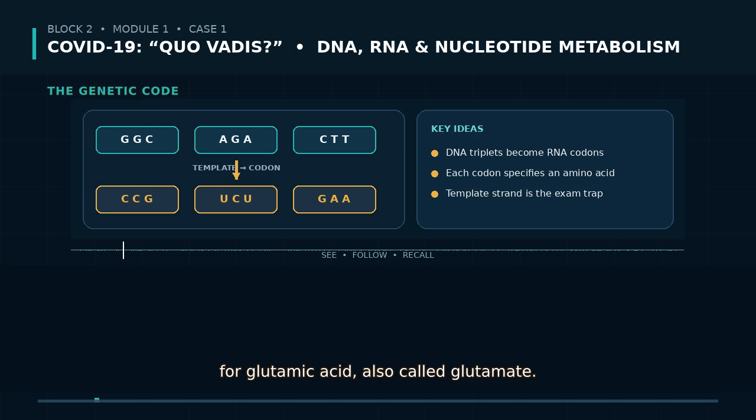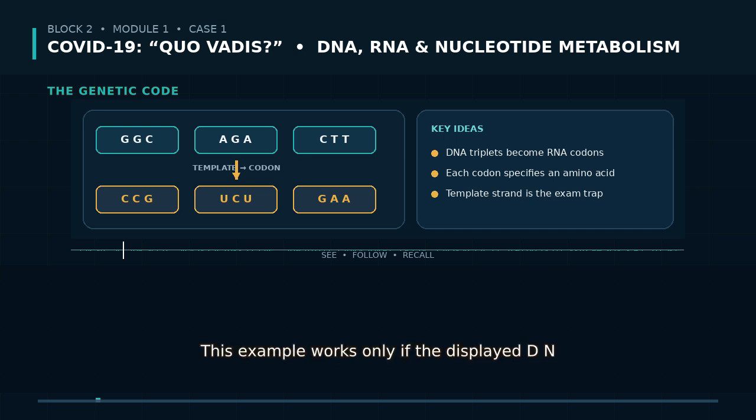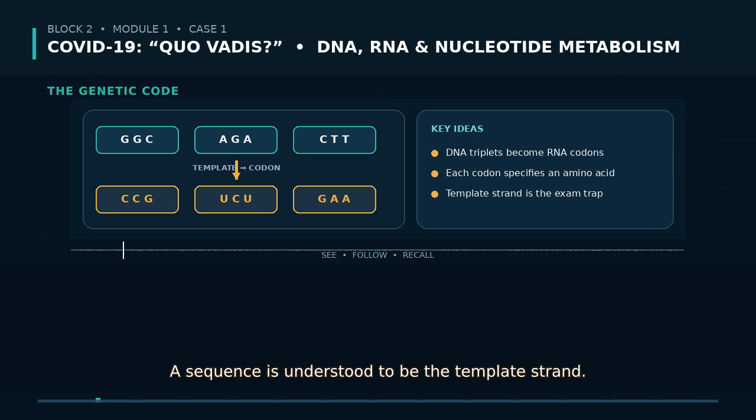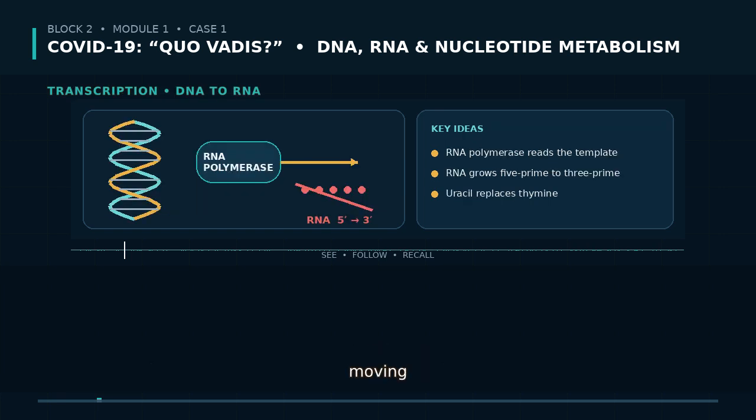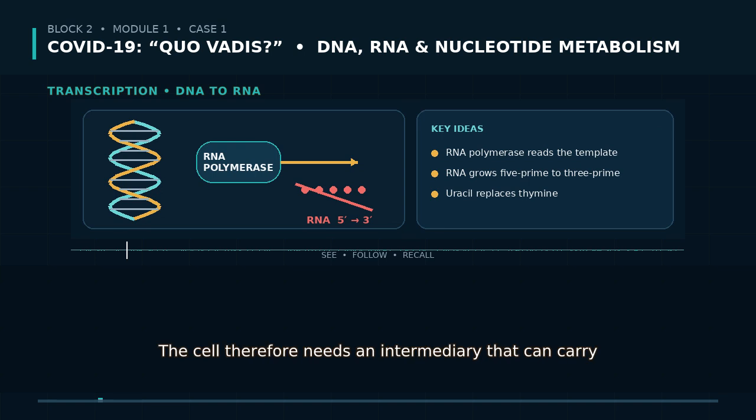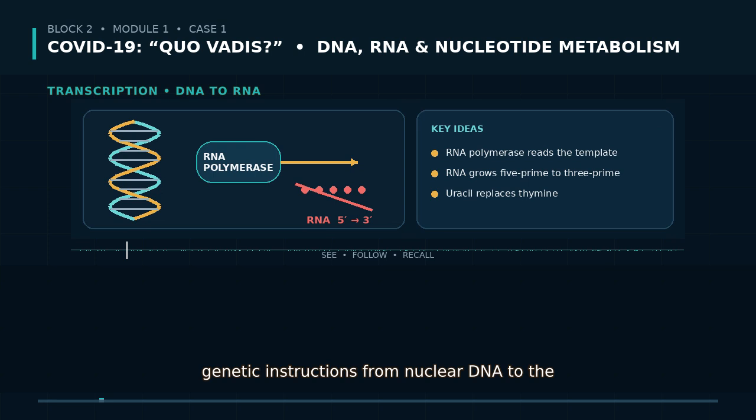During transcription, a limited region of the DNA double helix opens. One DNA strand serves as the template. RNA nucleotides are joined in an order complementary to that template. If the DNA template contains guanine, the RNA receives cytosine. If the template contains cytosine, the RNA receives guanine. If the template contains adenine, the RNA receives uracil. If the template contains thymine, the RNA receives adenine.